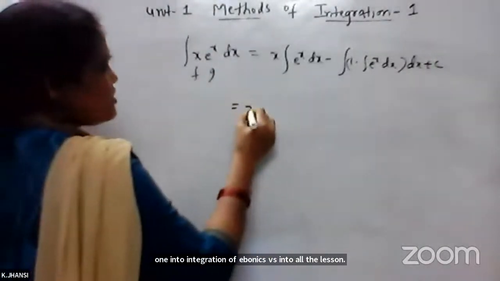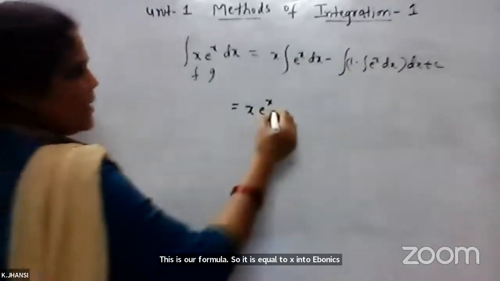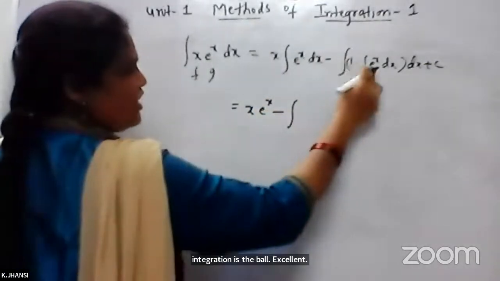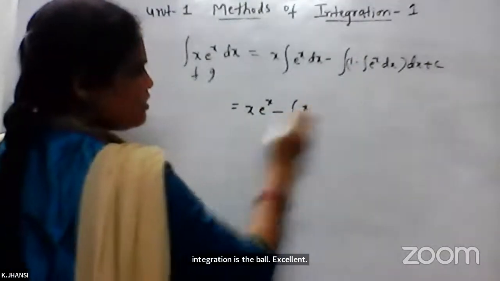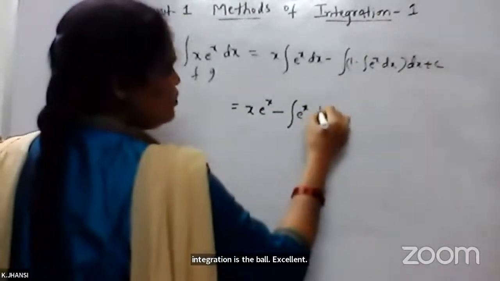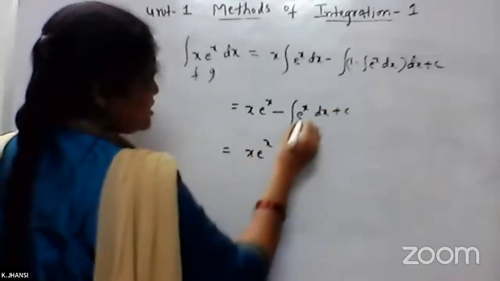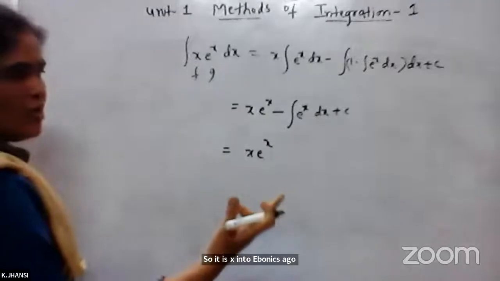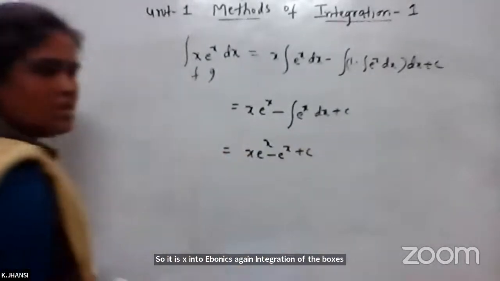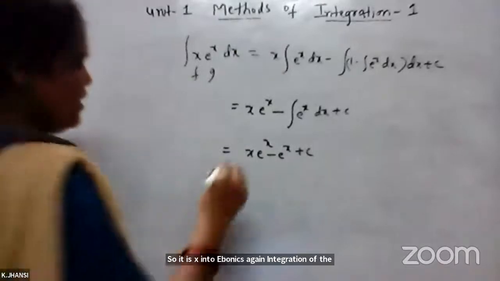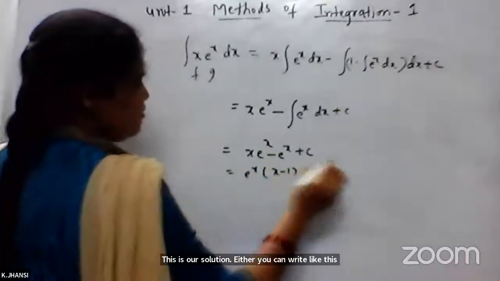So it is equal to x into e power x, integration is e power x only, minus 1 into integration of e power x, which is e power x only, into dx plus c. So it is x into e power x. Again integration of e power x is e power x only. So this is our solution. Either you can write it like this, or take e power x common: e power x into x minus 1, plus c.